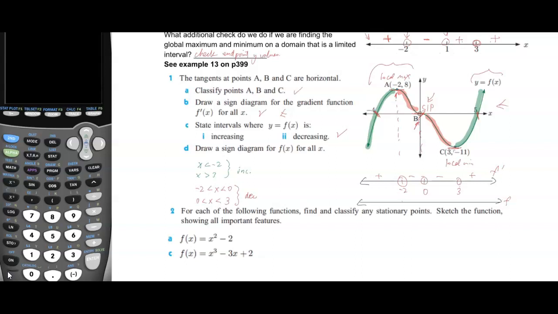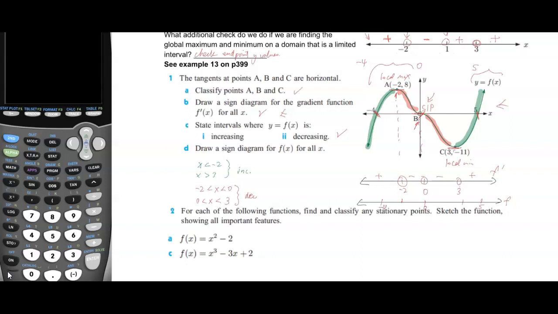Okay, so it's a little bit different than on the f dash sign diagram. So where are the places where it is above the x-axis? From -4 to 0, and from 5 onwards. So I'm going to mark those important points. I'm going to mark 5, I'm going to mark 0, and I'm going to mark -4.